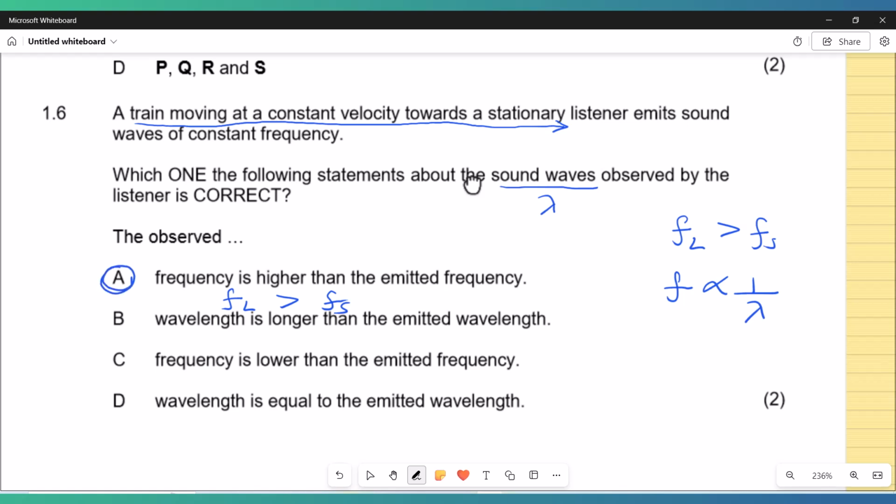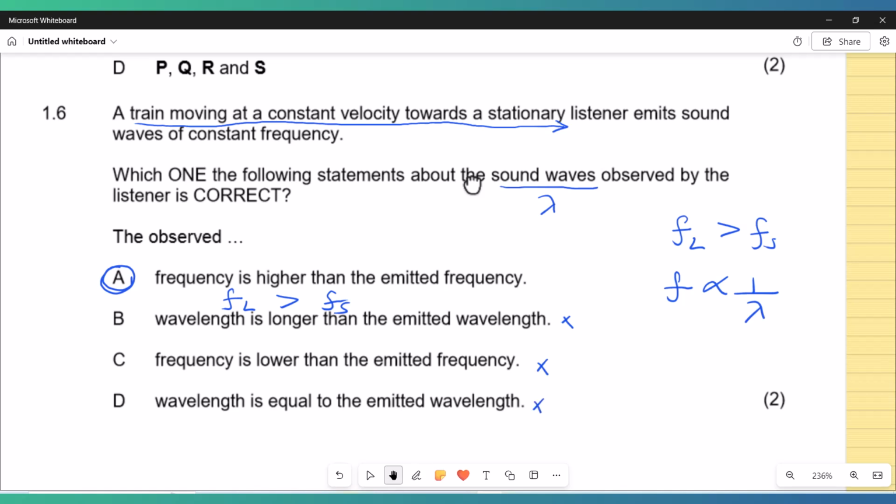Check other options, guys. They're saying the wavelength is longer than the emitted wavelength. This one is not correct because the wavelength must be smaller to get a higher frequency. Look at C. Frequency is lower. That is, of course, not right because it's higher. Wavelength is equal to the emitted wavelength. That's not correct because here we have relative motion.